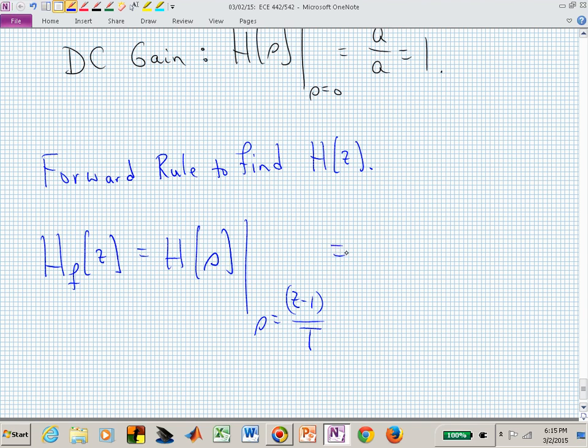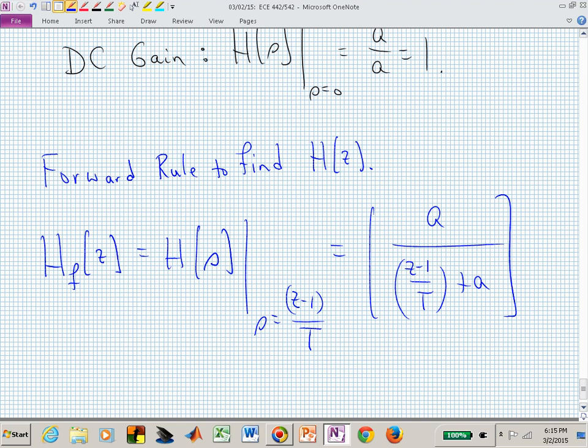And I've picked a very simple H of S. I only had one S in there, so this isn't that hard. I have an A. There was no S upstairs. There was one S in the denominator. And that's all there is to it. That's now my H sub F of Z. Although I might want to clean it up.